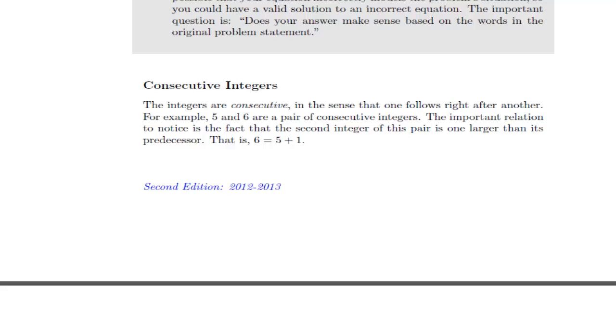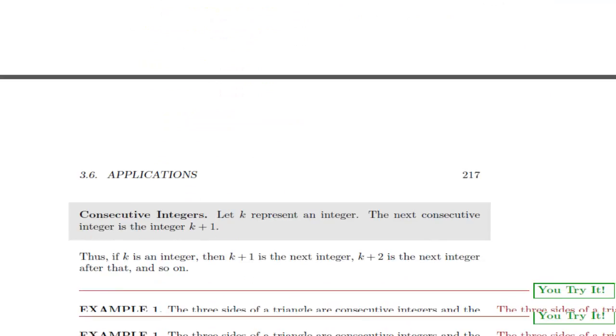Consecutive integers. The integers are consecutive in the sense that one follows right after another. For example, 5 and 6 are a pair of consecutive integers. The important relation to notice is the fact that the second integer of this pair is 1 larger than its predecessor. That is, 6 equals 5 plus 1.